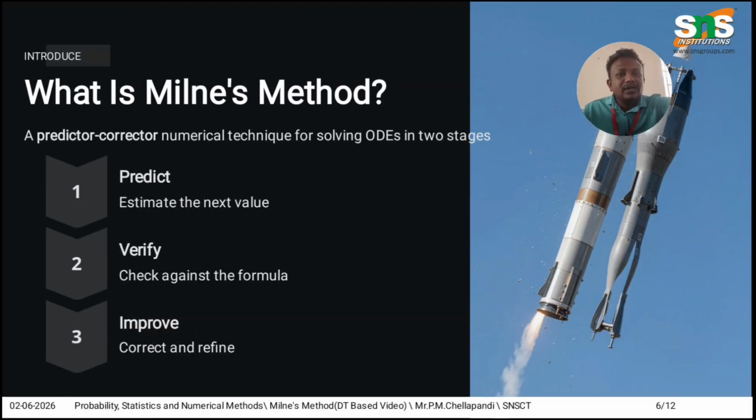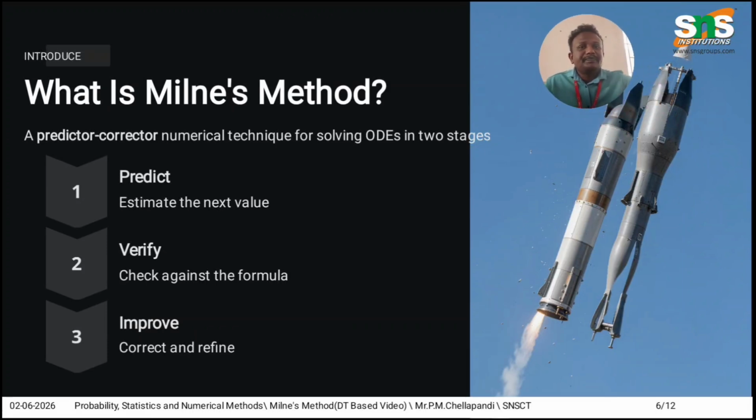Here we are going to introduce Milne's method. Now let us formally understand Milne's method. Milne's method is a predictor-corrector numerical technique used to solve ordinary differential equations, right? It works in two stages. The first stage is predict. In this stage we estimate the next value. The second stage is correct. In this stage we improve the predicted values, right? So the overall process can be summarized as predict, verify, improve. This approach gives better accuracy compared to simpler methods, right?